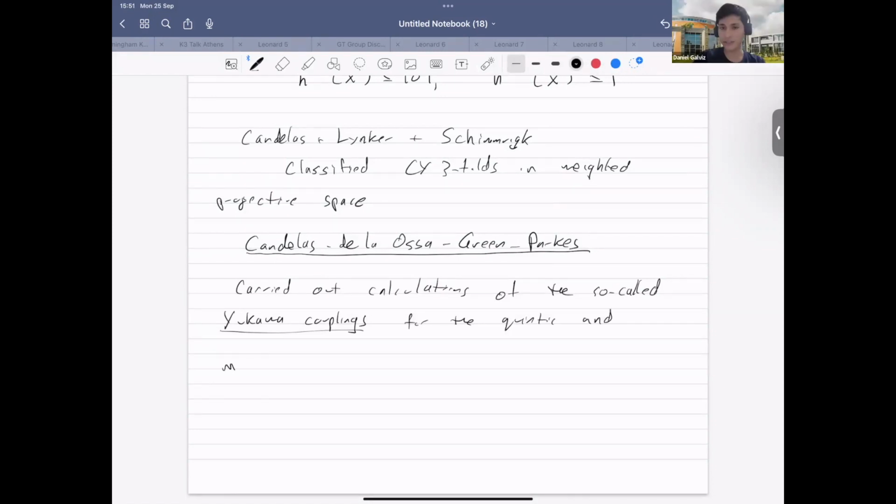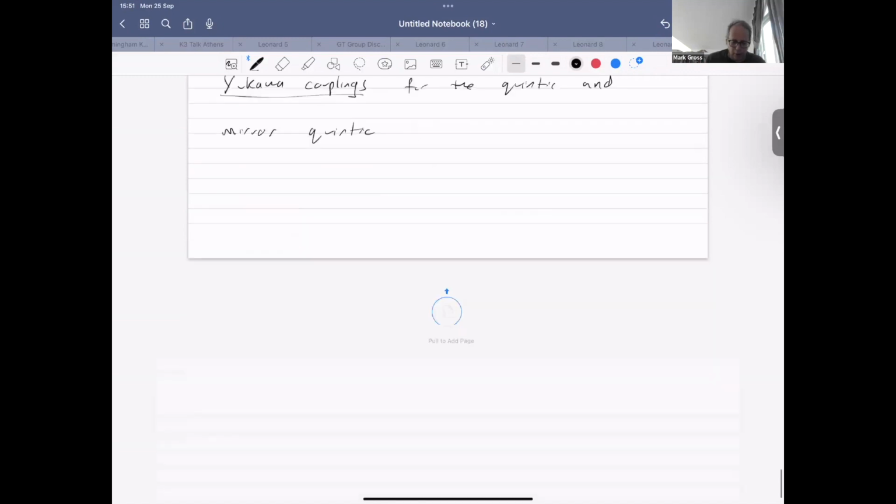Can I add something? Yeah, of course. We recently had a talk by Xenia de la Ossa, in which she explained the history of all these Yukawa couplings in great detail. So people who might be interested in this physics part can check this talk. Okay, good. So this will not be completely out of the blue.